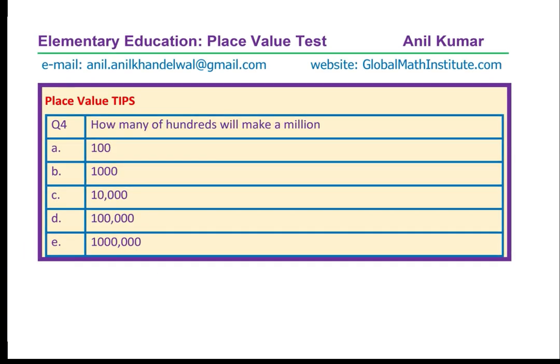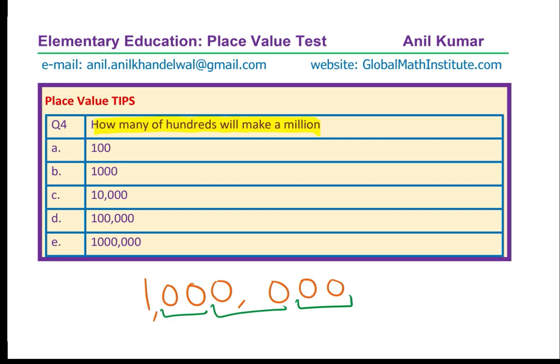Let's look into the next question. Question number 4. How many of the hundreds will make a million? So what is a million? Well, million is 1,000,000, right? This is million. 1,000, 1,000. How many hundreds means you're making these sets of zeros. Do you get the idea? So how many hundreds will make a million, right?